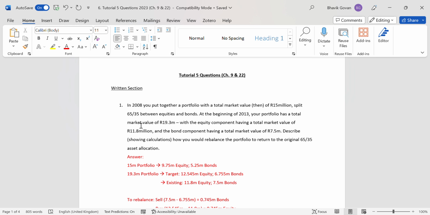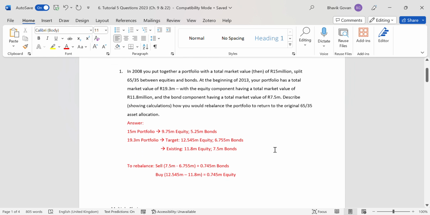In 2008, you put together a portfolio with a total market value then of 15 million, split 65-35 between equities and bonds. At the beginning of 2013, your portfolio has a total market value of 19.3 million, with the equity component having a total market value of 11.8 million and the bond component having a market value of 7.5 million. Describe how you would rebalance your portfolio to return to the original 65-35 asset allocation.